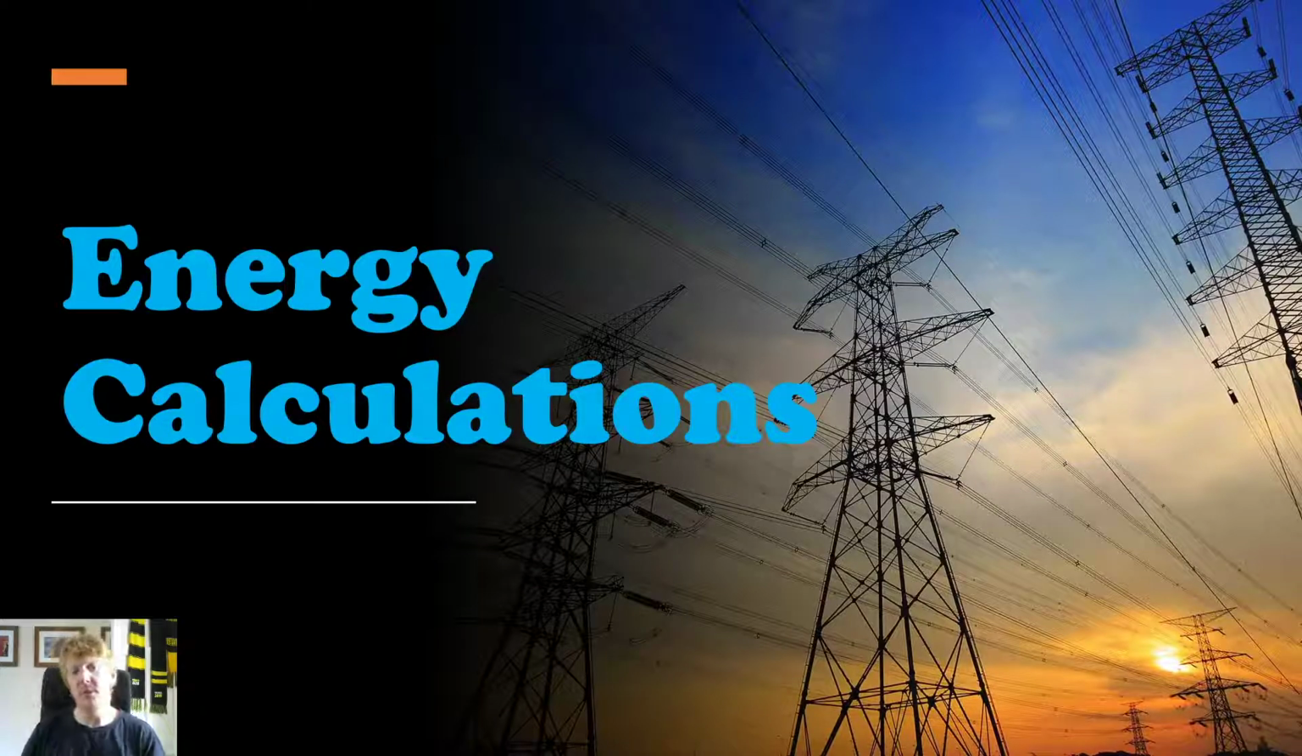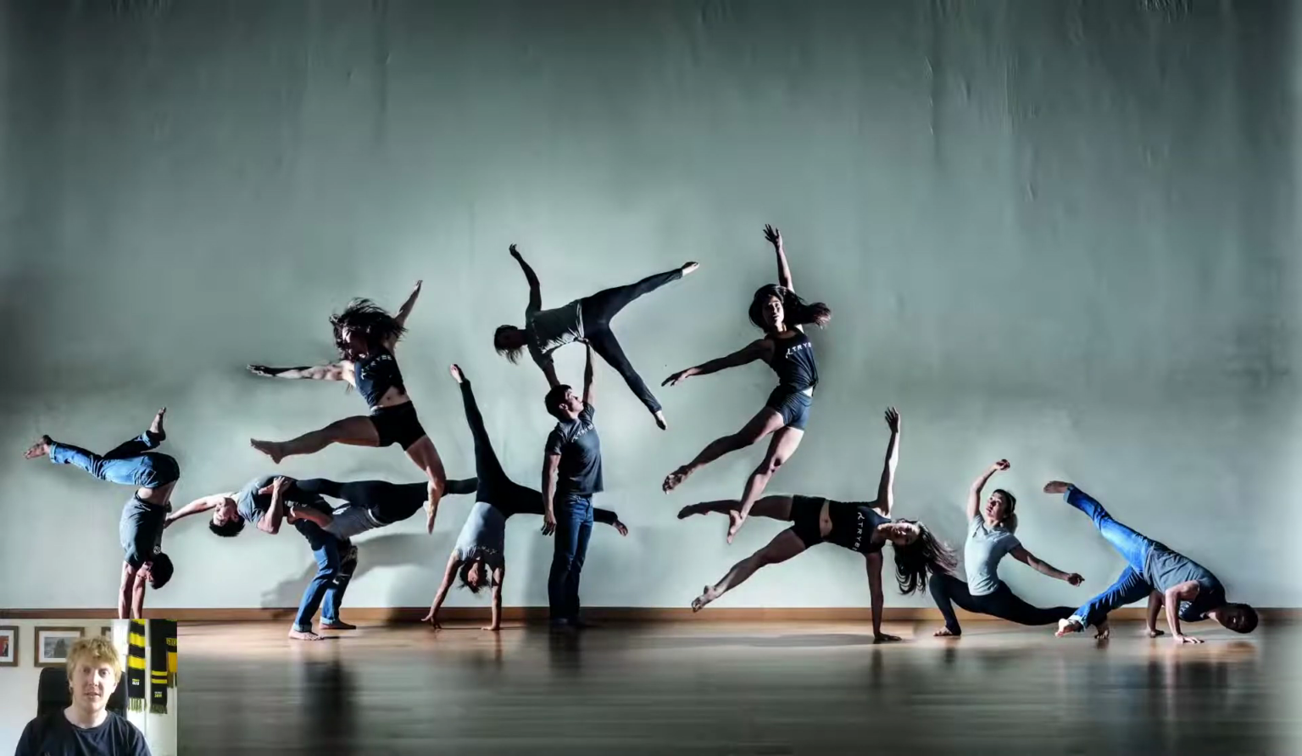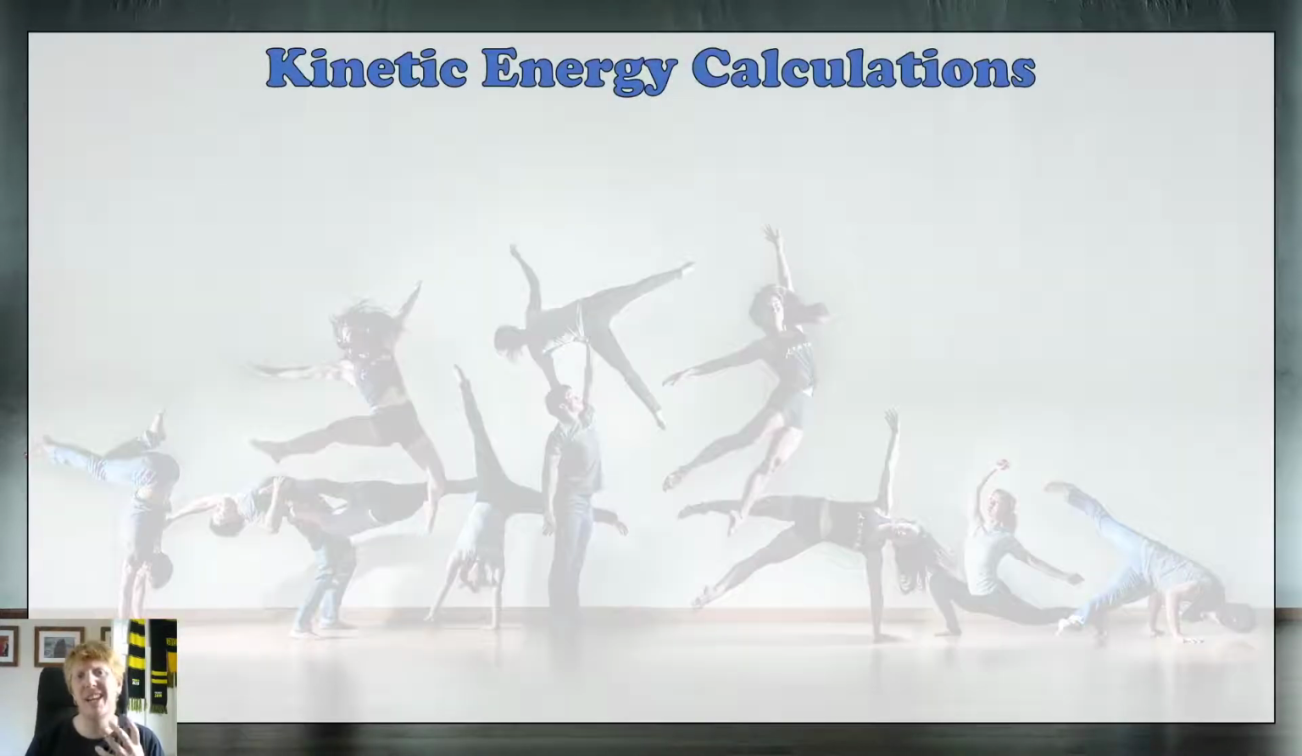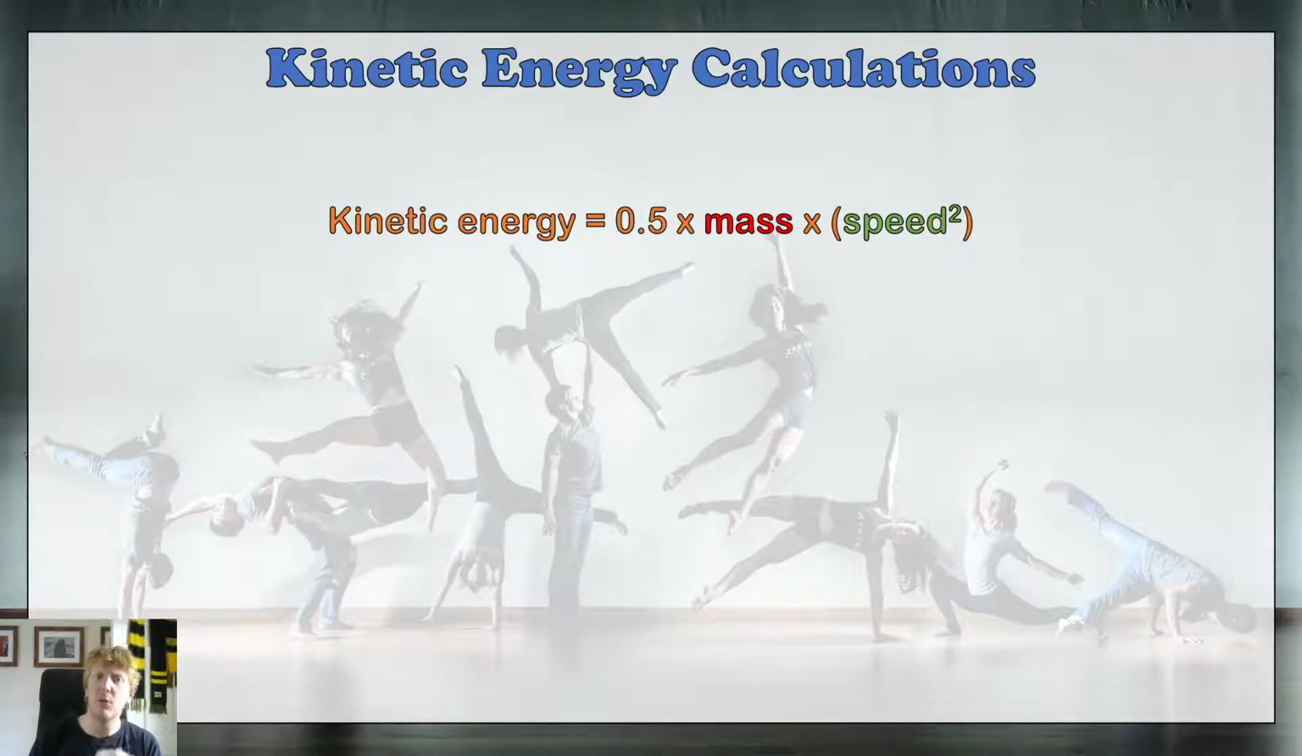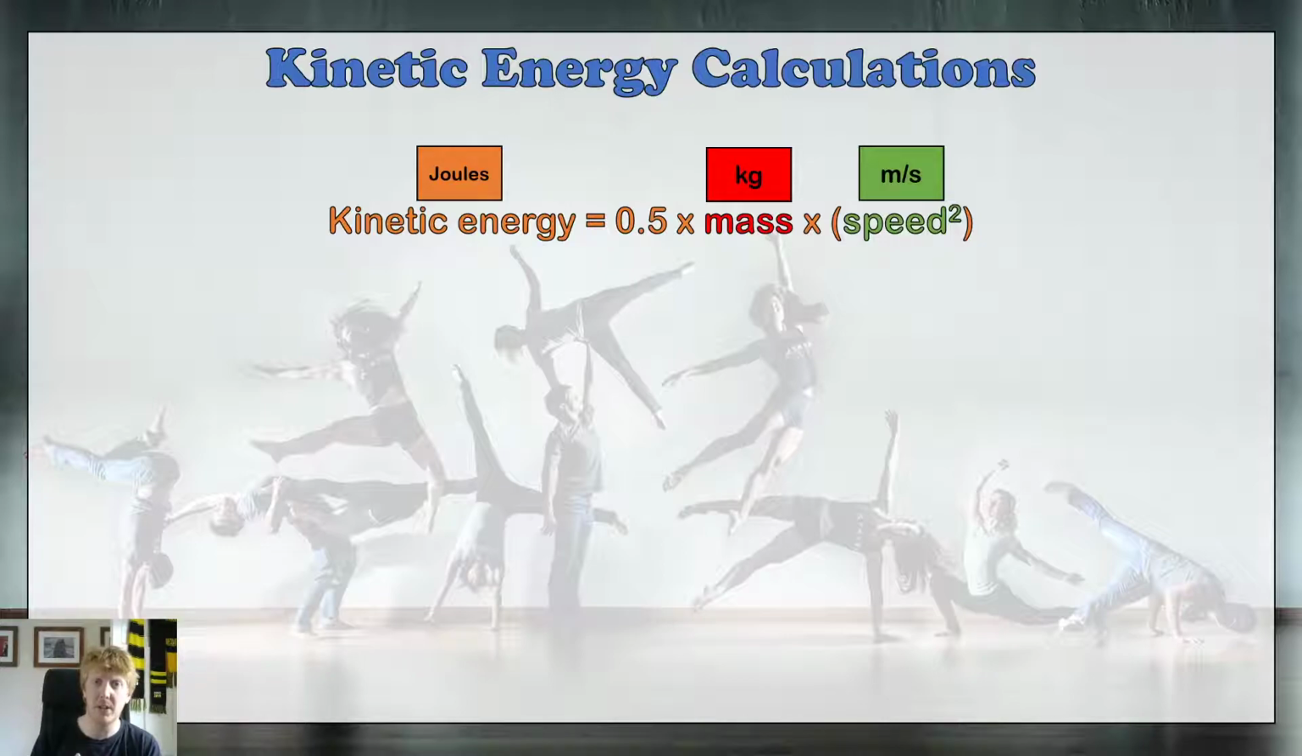So today we're going to be doing some physics calculations within the energy topic, and I'm going to show you three major calculations that you need to be able to do and their associated formulas. Alright, let's do it. Starting off with movement or kinetic energy. To do that, the formula is kinetic energy is equal to 0.5 times mass times speed squared. Energy is in joules, mass is in kilograms, speed is in meters per second, okay?